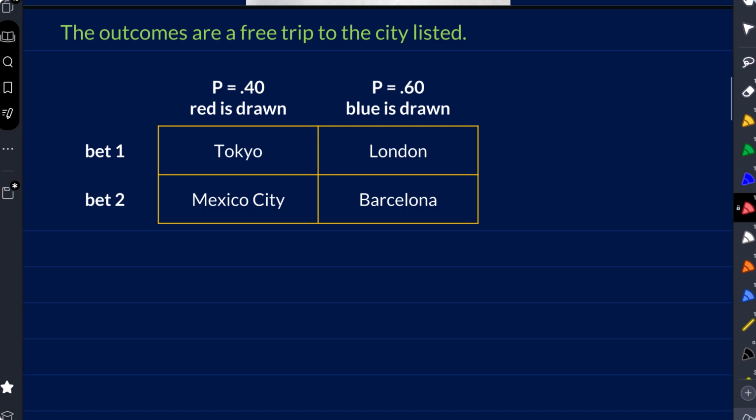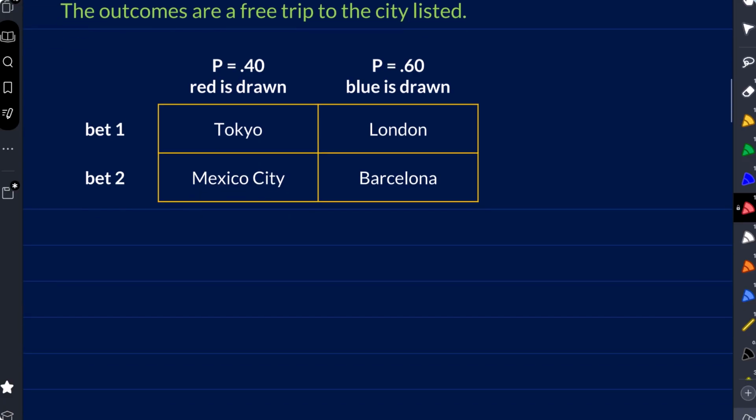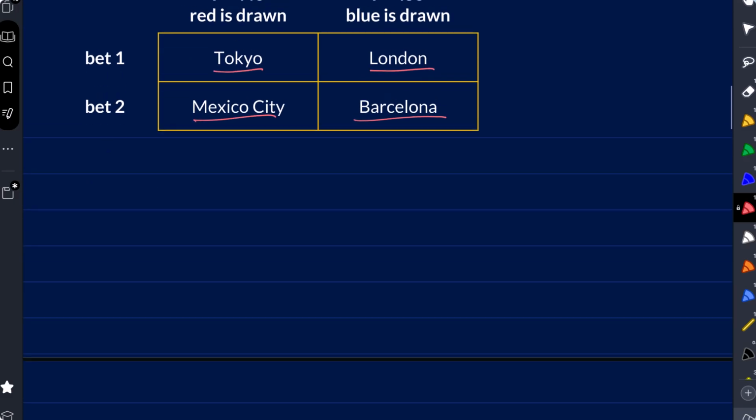Let's imagine that we have this decision problem, and each of these outcomes is a free trip, either to Tokyo, London, Mexico City, or Barcelona. If we're going to set utility values for these outcomes, a utility value for the trip to Tokyo, one for London, one for Mexico City, and one for Barcelona, the first thing we have to do is order these outcomes from most preferred to least preferred.